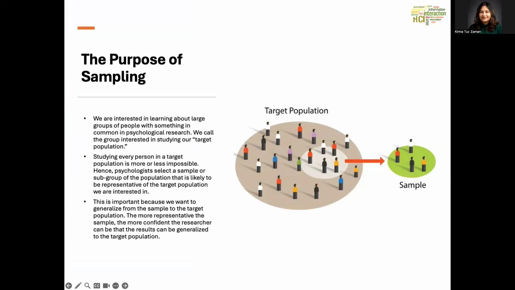So, the question is, why do we sample? Because our goal is to learn about a target population, but measuring everyone is kind of unrealistic. Instead, we select a smaller group that's likely to represent that population. If the sample is well chosen using a sound frame and selection method, then the patterns we observe in the sample can be generalized back to the larger group. So, sampling is the practical path to credible population level conclusions.